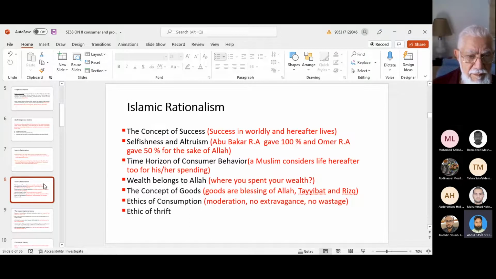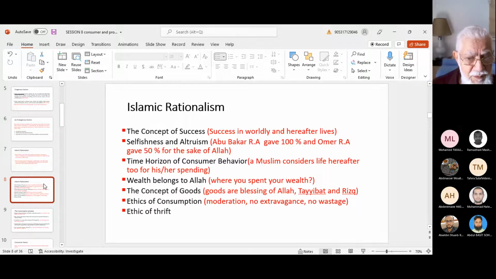Selfishness and altruism. We can understand this with the example of Abu Bakr, may Allah be pleased with him, and Umar, may Allah be pleased with him. Hazrat Abu Bakr gave 100% of his wealth to charity, and Umar gave 50% of his wealth to charity. So altruism also affects Muslim consumers' behavior. But that really relates to their belief in the afterlife, not to altruism.